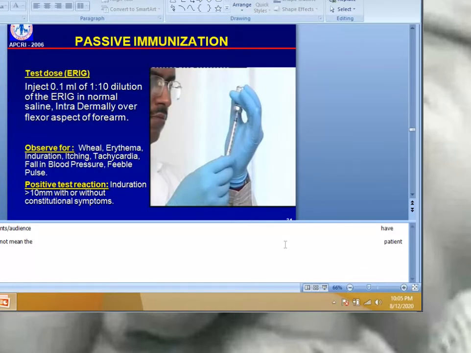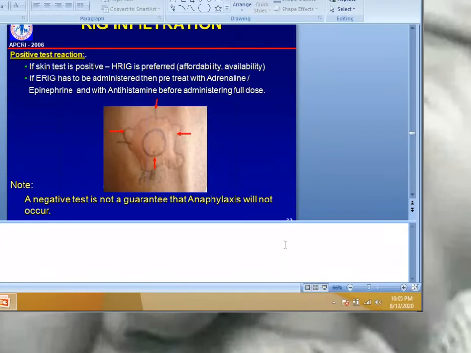The test dose is 0.1 ml of a 1 in 10 dilution of the ERIG in normal saline, injected intradermally over the flexor aspect of the forearm. Observe for wheal, erythema, induration, itching, tachycardia, fall in blood pressure, and feeble pulse. A positive test reaction is induration of more than 10 millimeters with or without constitutional symptoms. If the skin test is positive, human rabies immunoglobulin is preferred, depending on affordability or availability. ERIG has to be administered after pretreatment with adrenaline, epinephrine, and an antihistamine before administering the full dose. A negative test is not a guarantee that anaphylaxis will not occur.